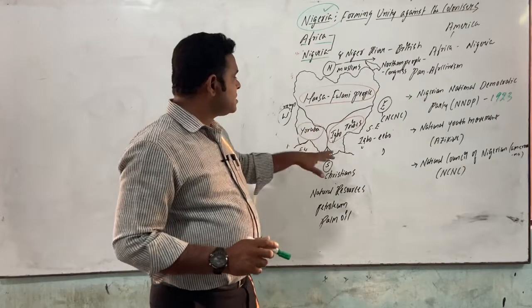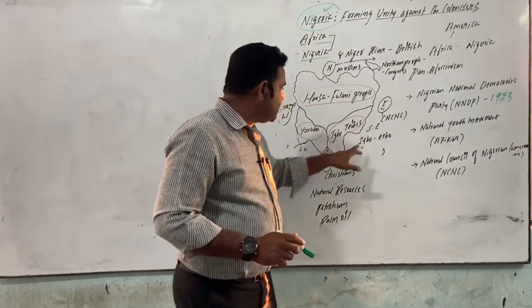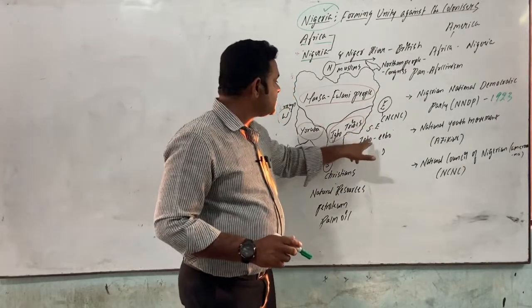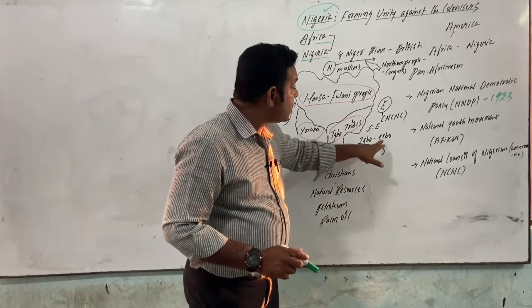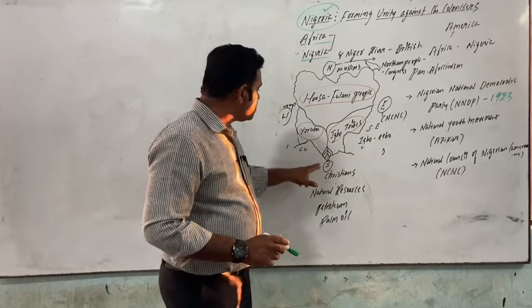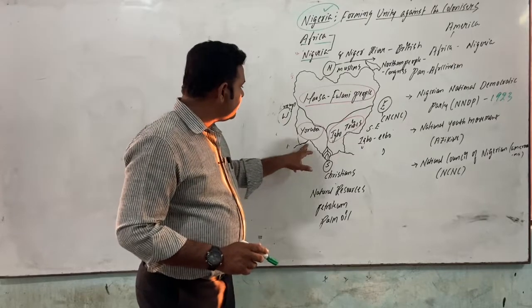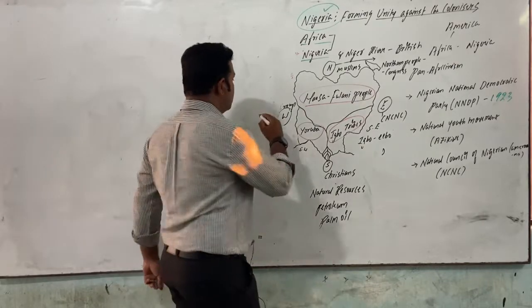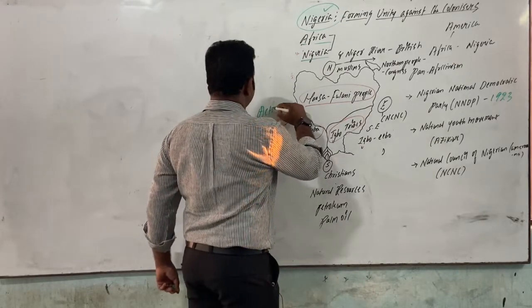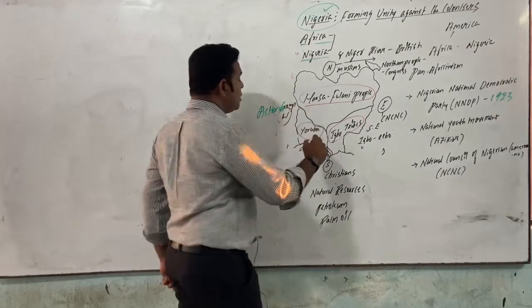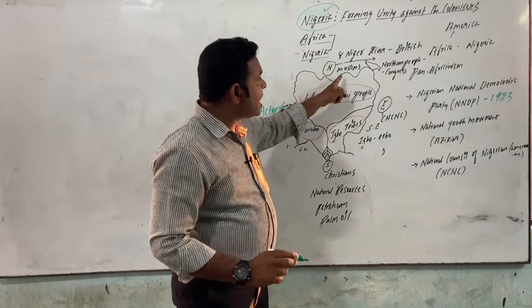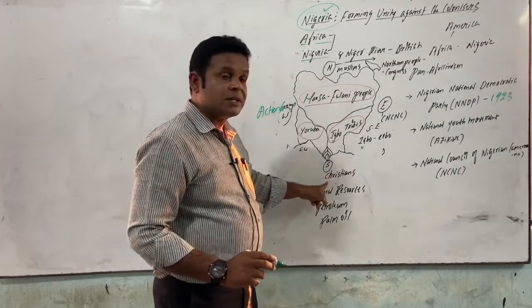So if you see this, towards the east as well as southeast, we call them Igbo. And related to the southwest, what we are finding is the one we call Yoruba. So this is another group of people where we are finding the Yoruba. And towards the north, Muslims, towards the south, Christians.